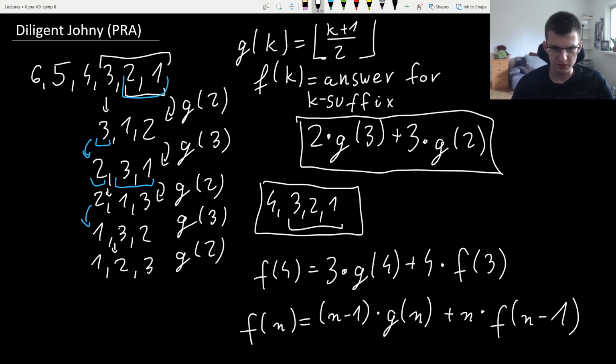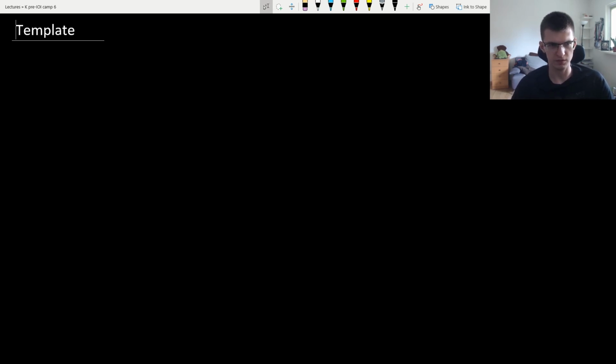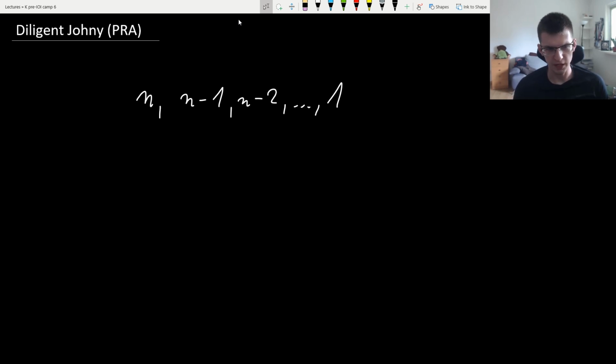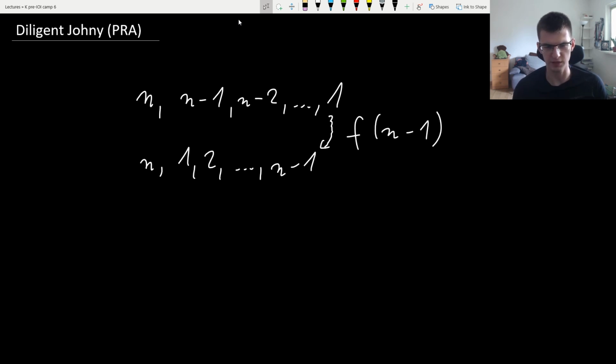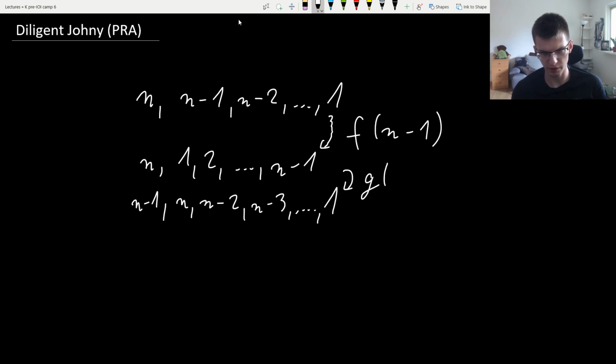That's something that allows us to linearly solve the third subtask. Let's think for one more minute about what happens in the general case. We have n, then n minus 1, n minus 2, up to 1. From that we will eventually get to n, 1, 2, up to n minus 1. The total thing required for that is f of n minus 1 from the definition. This is the total number of swaps on a path from the decreasingly sorted permutation of 1 through n minus 1 to the sorted one. Then from this we move to n minus 1 and then the decreasing thing n minus 2, n minus 3, up to 1. This is just a single step which requires g of n moves.